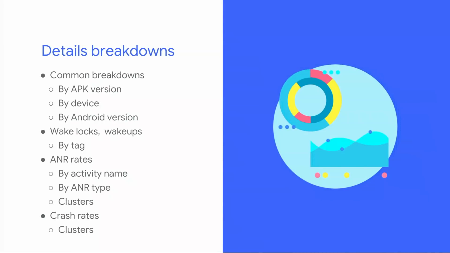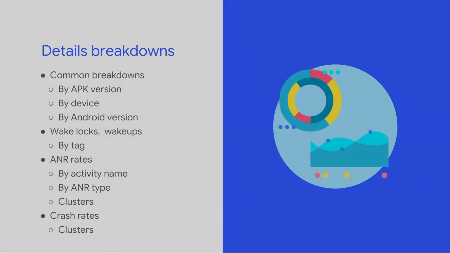We have many other breakdowns across the Vitals product. For most Vitals, we break it down by app version, by device, and by Android version. For wake locks and wake ups, we provide by tag. For ANRs, we provide by ANR type and ANR name. We also provide the clusters view for grouping your ANRs together so you can see which ones are similar and debug those clusters. For crashes, we also provide clusters.